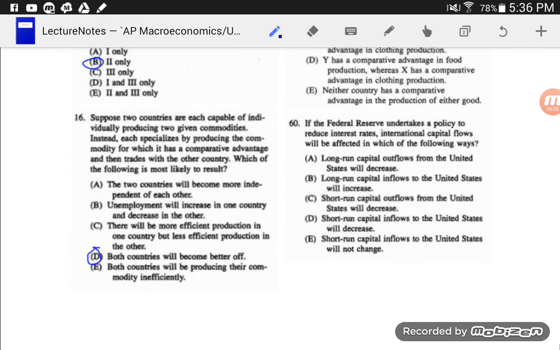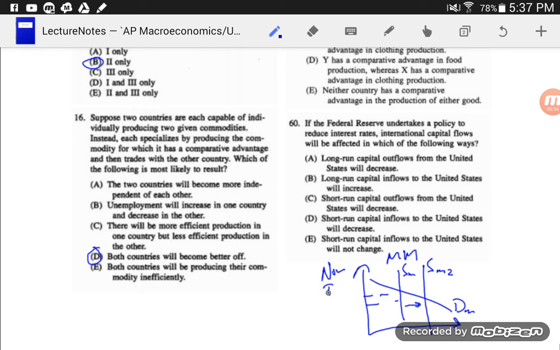Lastly, the multiple choice: if the Federal Reserve undertakes a policy to reduce interest rates. Well, if we reduce interest rates, here's that money market. Here's the demand for money, here's the supply of money, and of course they're going to reduce interest rates by increasing the money supply. And what that changes is the nominal interest rate. And that's going to lower that nominal interest rate.